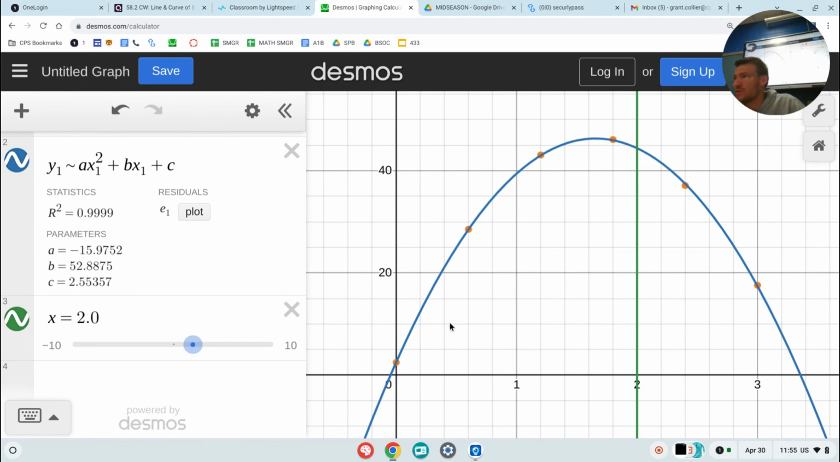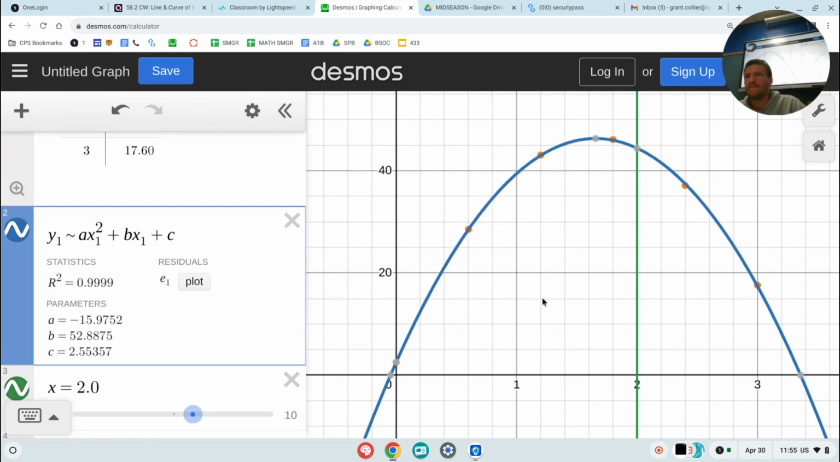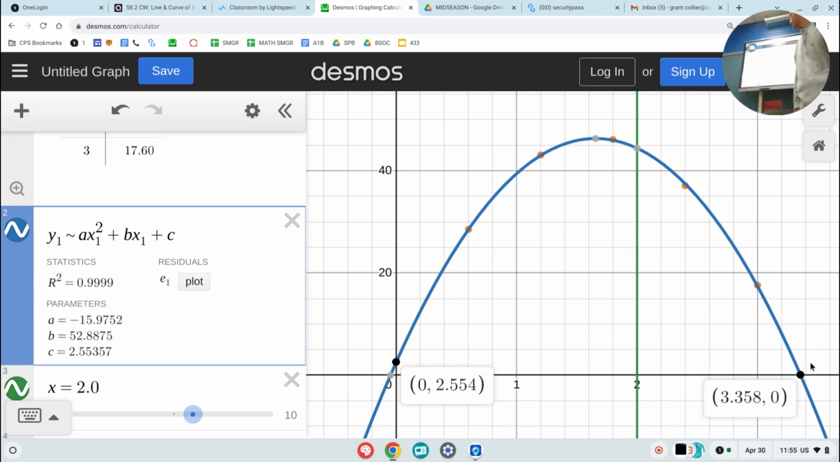If I go back to DESMOS, if I click on the curve, DESMOS will always give you interesting spots, right? This is how high the ball was when the guy kicked it. 2.5 feet off the ground. If you stand up and you kick a football, it's like 2.5 feet off the ground. Boom, right? It will also give you another gray dot over here, 3.358. Guess what that is? That's when the ball hits the ground. So if the question said, how long until the ball hits the ground? It takes 3.35 seconds for the ball to hit the ground. Or I guess we would round up to 3.36.